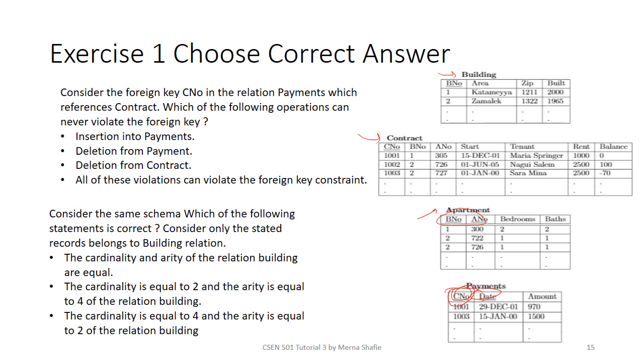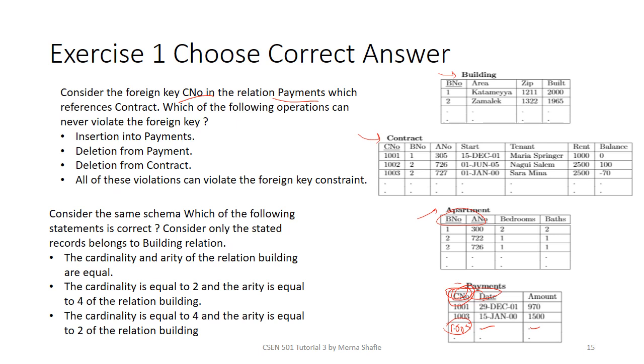Now, in the first question, we want to consider the CNO of the relation payments, which references contract. So we have CNO, which references contract. Which of the following operations can never violate the foreign key? Insertions into payments. Okay, let's think of the first example. Can I insert something into payments and as a consequence of it, I will violate the referential integrity, the foreign key? Yes, because I can, for example, add something like 1005 and some date and some amount. Is the 1005 referencing something that is there? No, so it may violate the foreign key constraint. So this is not the correct option.